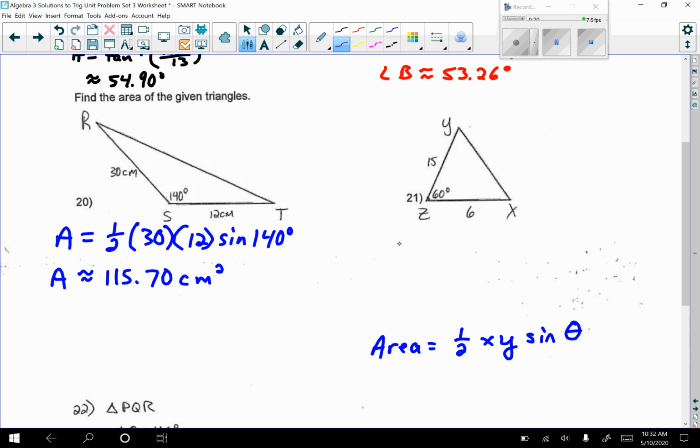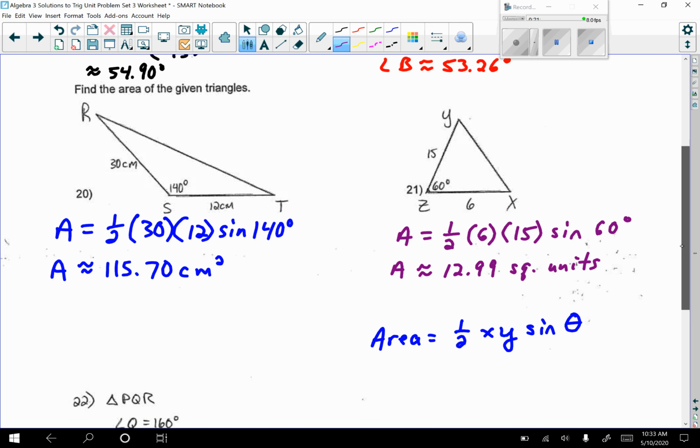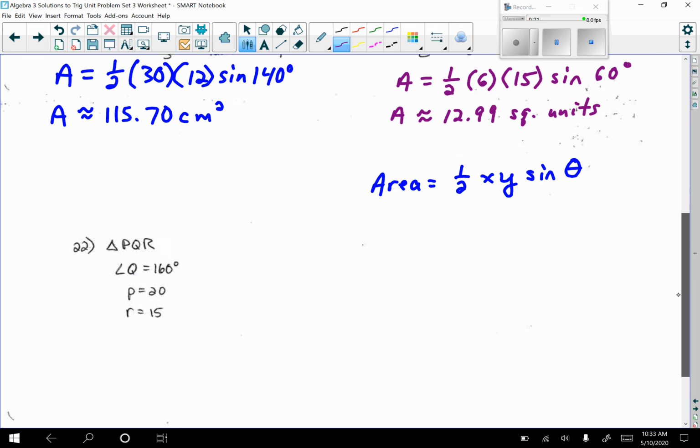For number 21, area is going to equal 1/2. Our two sides that form our angle are 6 times 15, and then the angle formed here is 60 degrees, so we want sine of 60 degrees. So here our area is approximately 12.99. And if it doesn't label it, we just want to say square units. So that's all we have to do when we're looking for an area of a triangle. Notice these are not right triangles, but the height is missing. We use this formula. Likewise for 22.